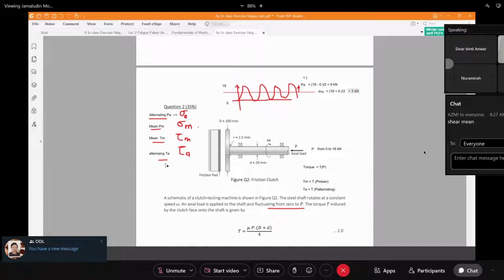Okay, any question? I think you have to be vigilant on this thing. All right, in this case, how you get sigma alternating, sigma mean, as well as shear alternating and shear mean, relies on the load. Even though this is rotating, it's a bit different from the previous one. Okay. Right? Any question?